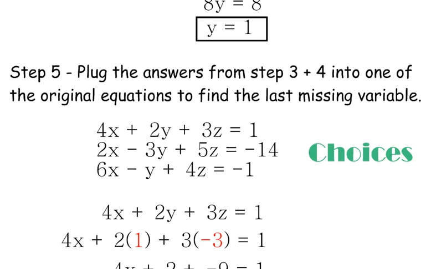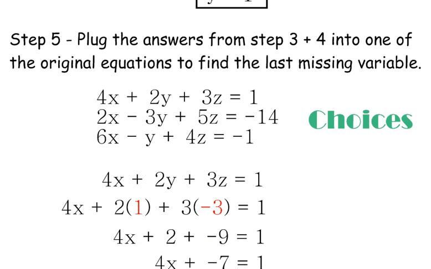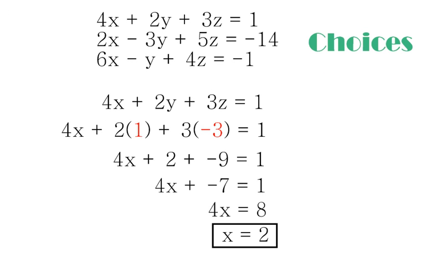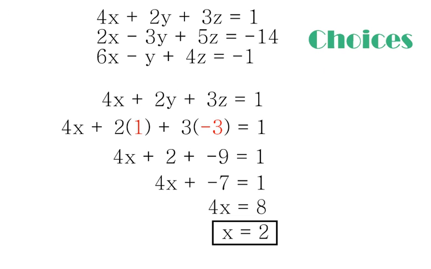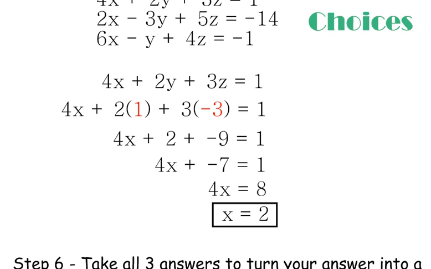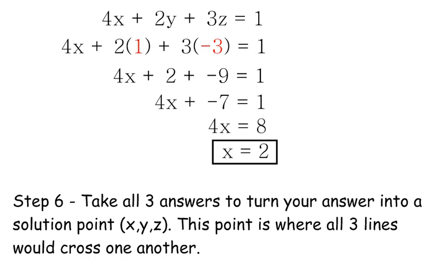So I'm going to take both of those and plug them into any one of my original equations. It doesn't matter which one I use. I just want to find the one that I think is going to be the easiest, which in my mind means less likely to make a mistake. So I plugged in y is 1 and z is -3. I did a little bit of calculating there: 2 times 1, 3 times -3. You can see it as it works down. Add 7 to both sides, divide by 4, and that gave me x is 2.